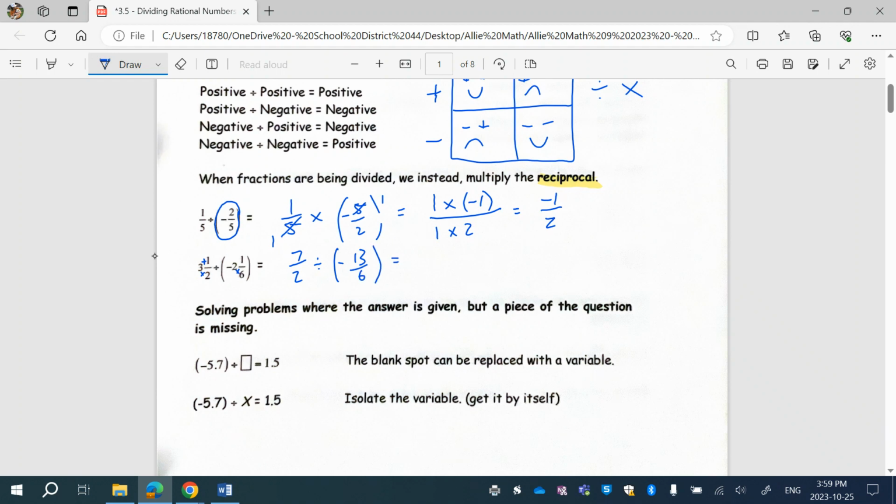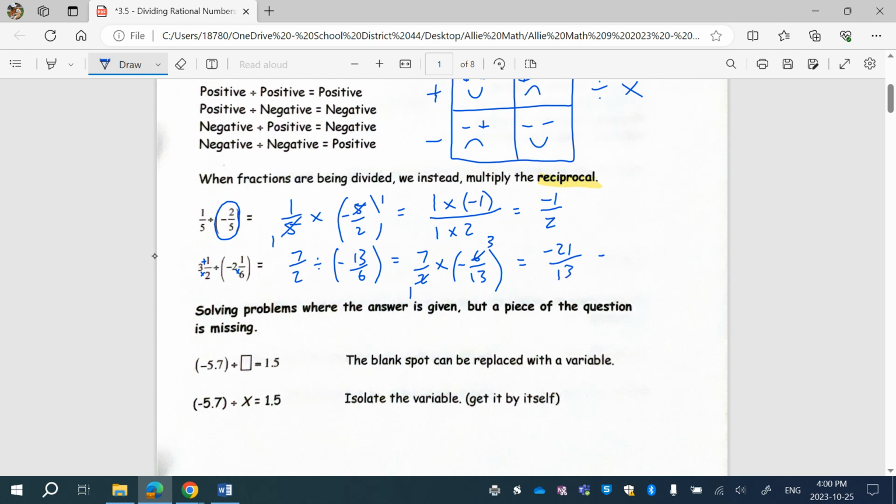Now let's do our step where we flip, or where we take the reciprocal. So we've got 7 over 2 times now negative 6 over 13. And before we go any further, let's look diagonal, see if we can reduce anything. 2 and 6 have a common factor of 2. So 2 divided by 2 is 1, and 6 divided by 2 is 3. Now let's go 7 times negative 3 is negative 21, over 1 times 13 is 13.